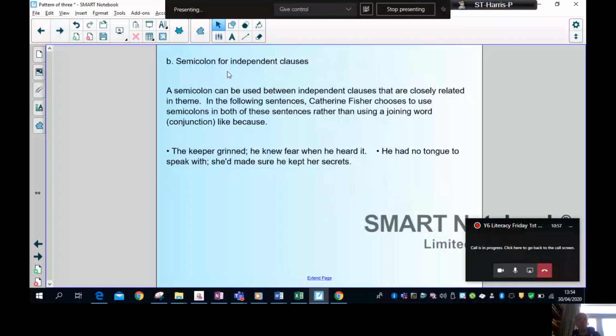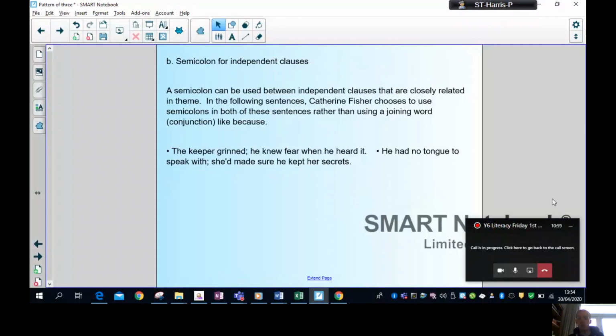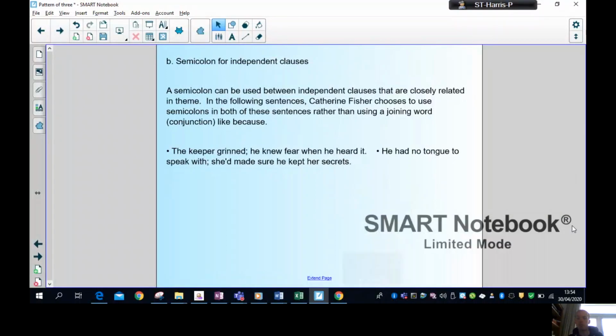Next part then, children, after hopefully you can do that on your Tuesday write. I'm going to look at another feature that they use. Now this is really top level punctuation. Okay, you can do this. There's not much more complicated than this in English punctuation, the semicolon. And that can be used between two independent clauses that are closely related in theme. That's the key point here.